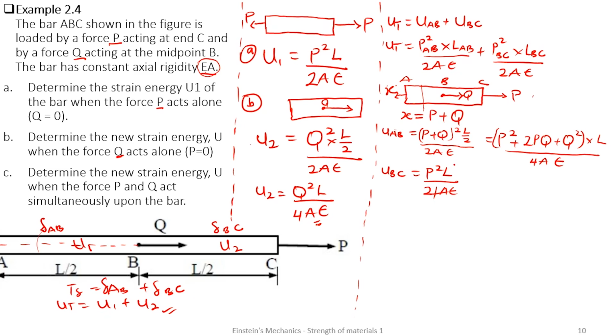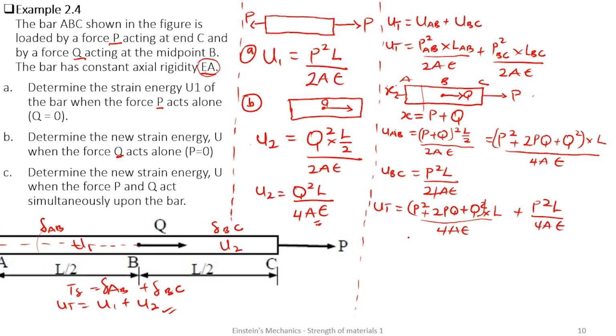Are we good? So I can now sum these two equations, since the total energy is the summation of both. So now the total U is going to be P square plus 2PQ plus Q square, the whole thing multiplying the length on 4AE, plus P square L on 4AE.